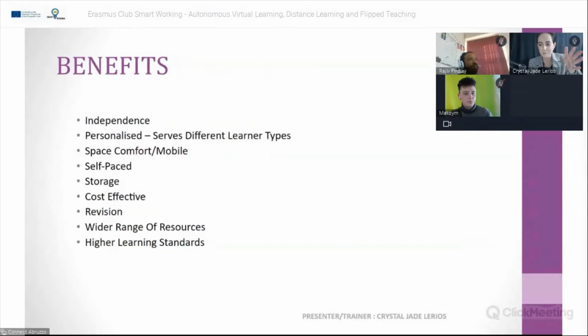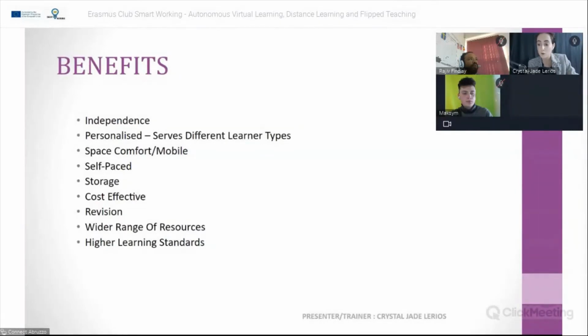Name dropping a bunch of benefits that this method has. Very quickly, I'm not going to read all of them. You can see them also on your screen. Independence, it's personalized. Therefore, it serves different learner needs because we don't all have the same learner needs, or the same types of learning. There's space and comfort. It can be mobile, self-paced. Storage we mentioned earlier with things like Google Drive.